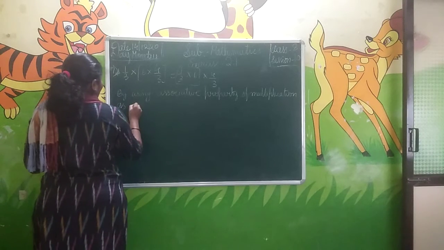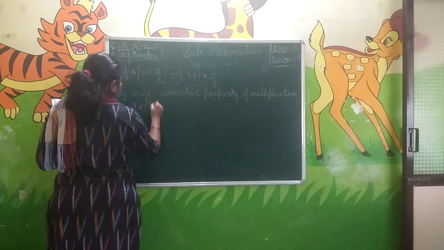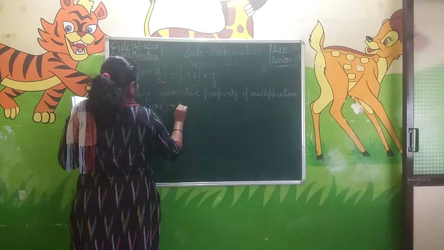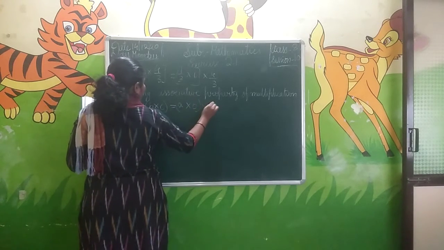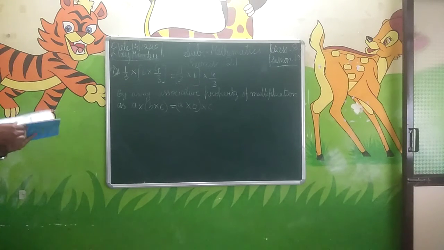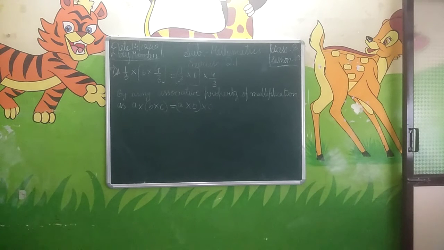A into B into C is equal to A into B into C. The associative property has been applied to compute this problem. Okay students, next come to the 8th one.